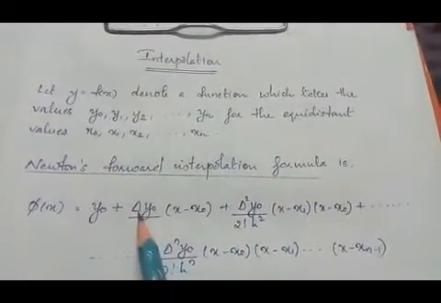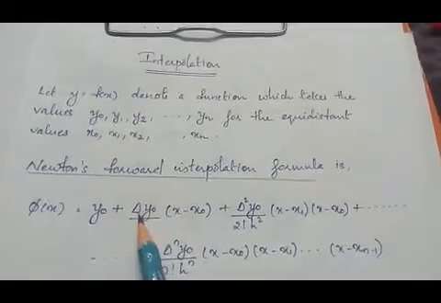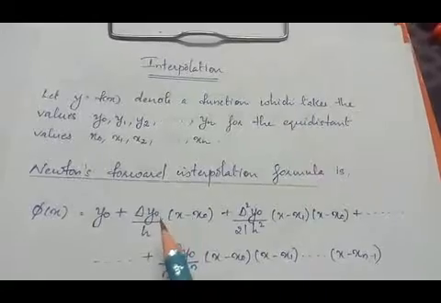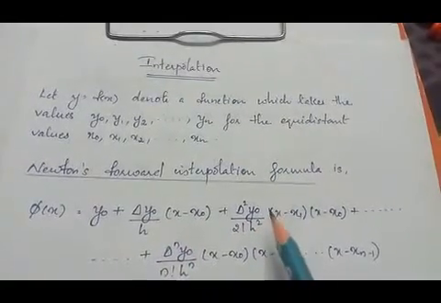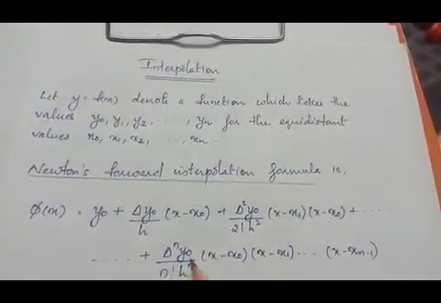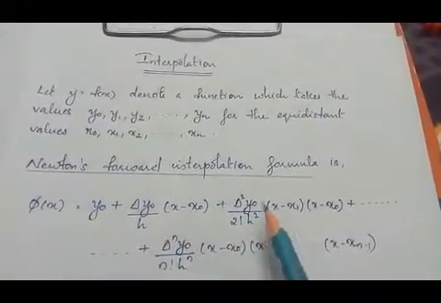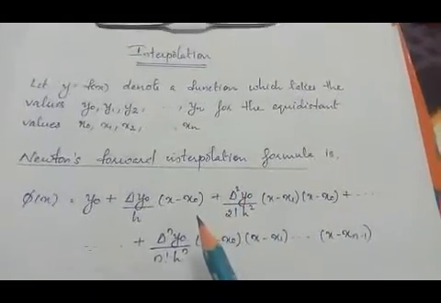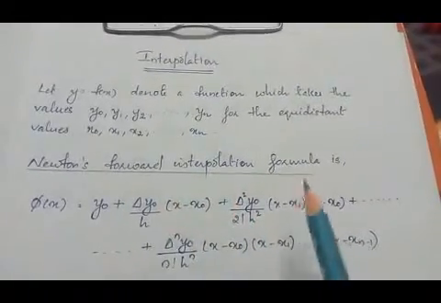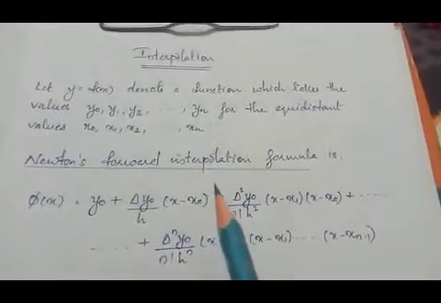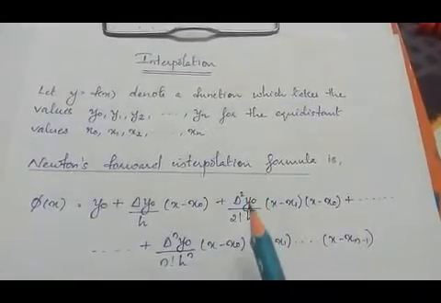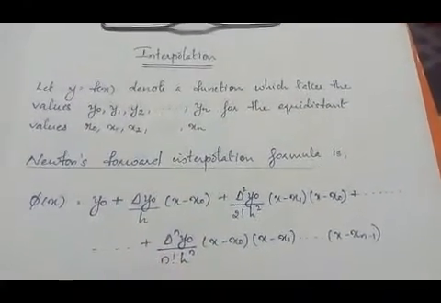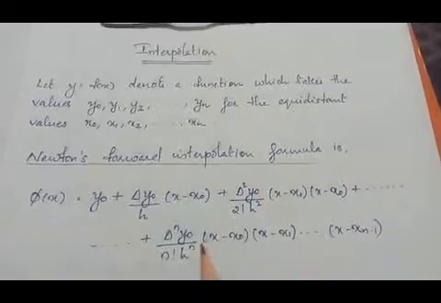Now look at the differences. Here you can see that in each term we have y0, delta y0, delta squared y0, etc. till delta raised to n y0. These are the leading differences from the forward difference table. So in Newton's forward interpolation formula, the leading differences of the forward difference table are used in this formula. Okay, so this is Newton's forward interpolation formula.